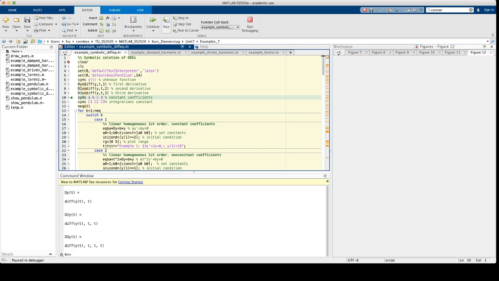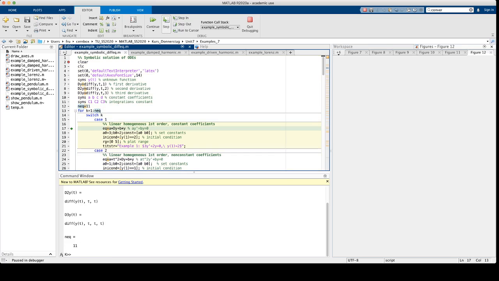We define some symbolic constants, which we will use as the coefficients in some of the equations, and we define a couple of integration constants, which I call C1, C2, C3. Now let's step through the examples.